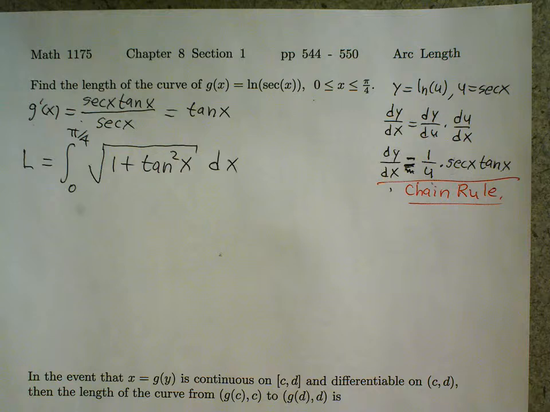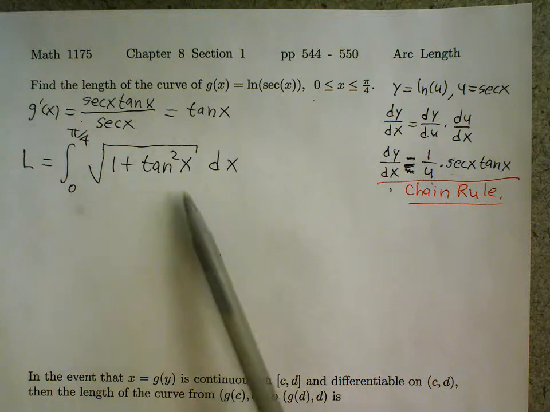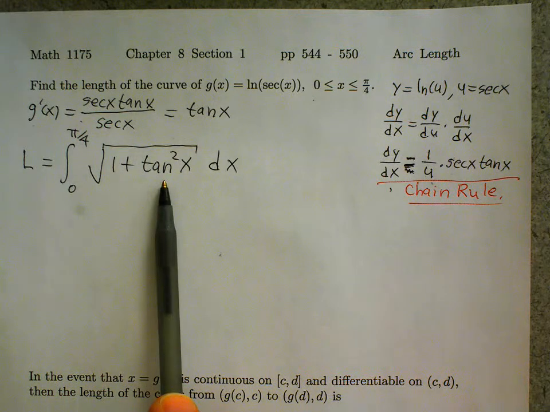Yeah, online I see cosine of x times secant of x times tangent of x. That's true, but cosine of x times secant of x is 1. So that simplifies to tangent of x also. Okay, what about this? What can we do with this integrand, the square root of 1 plus tangent of x squared? One plus tangent of x squared is secant of x squared.